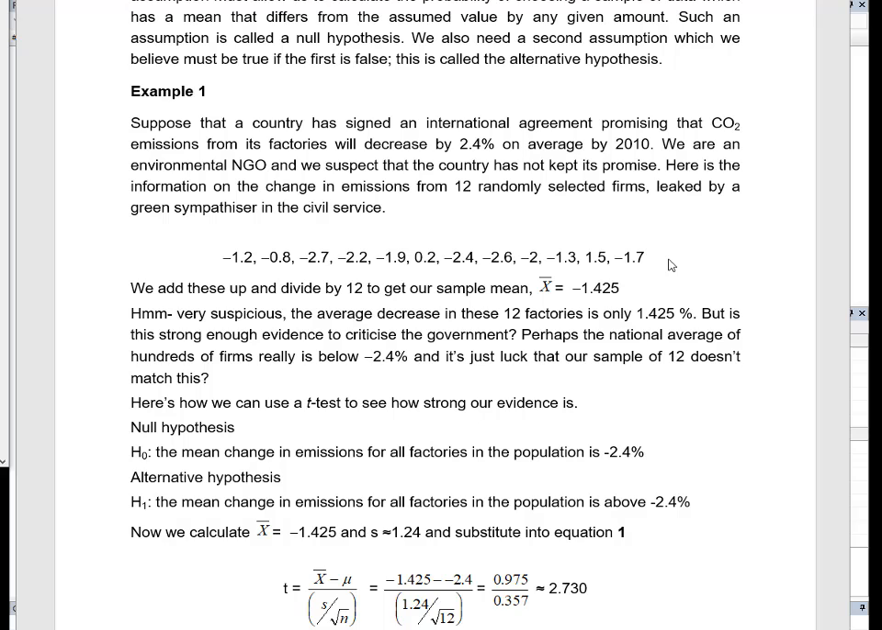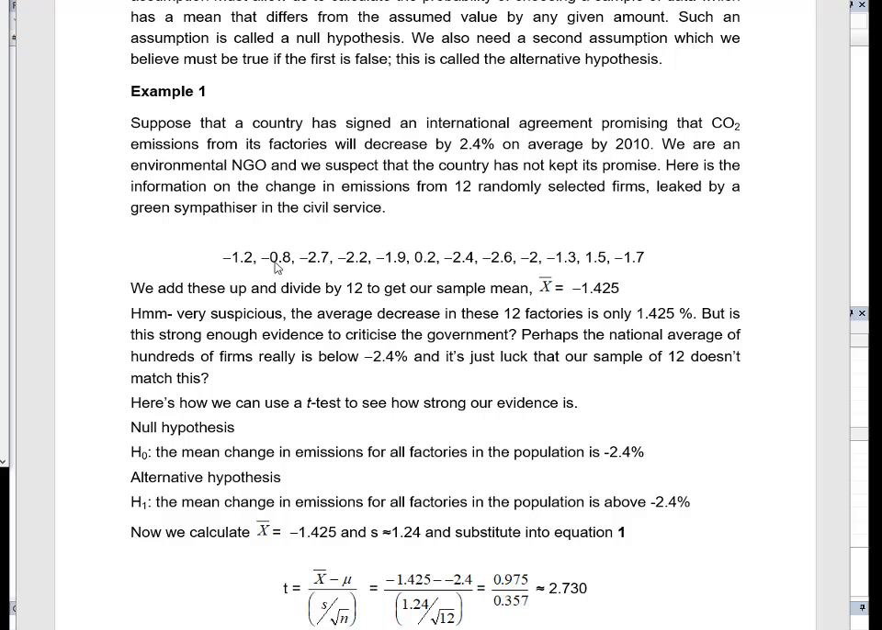So here we have a situation where, in this example, you have a country that has promised it's going to reduce its emissions by 2.4%, and they're claiming they've kept this promise. Something to bear in mind here is that the claim is 2.4%, which means that the claimed increase is negative 2.4. That's what we're testing, a negative 2.4.